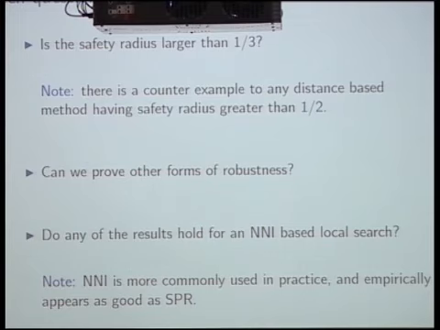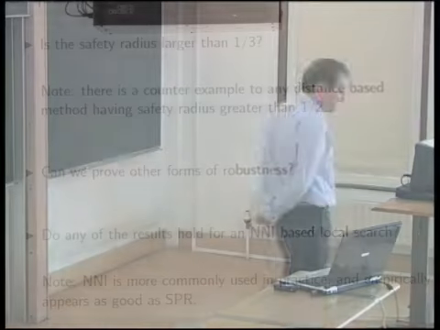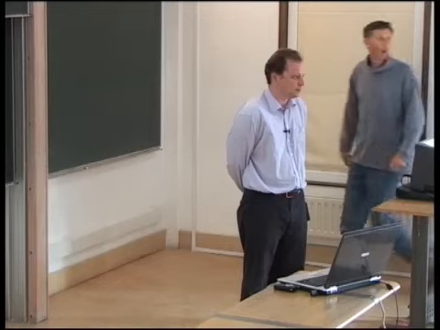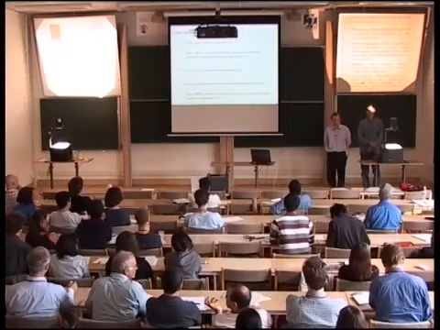So it seems likely that there should be good results about the performance of NNI, and that it does give you a consistent method, but you would have to think of some slightly different proof technique in order to achieve that. So, thank you for your attention. Are there any questions?